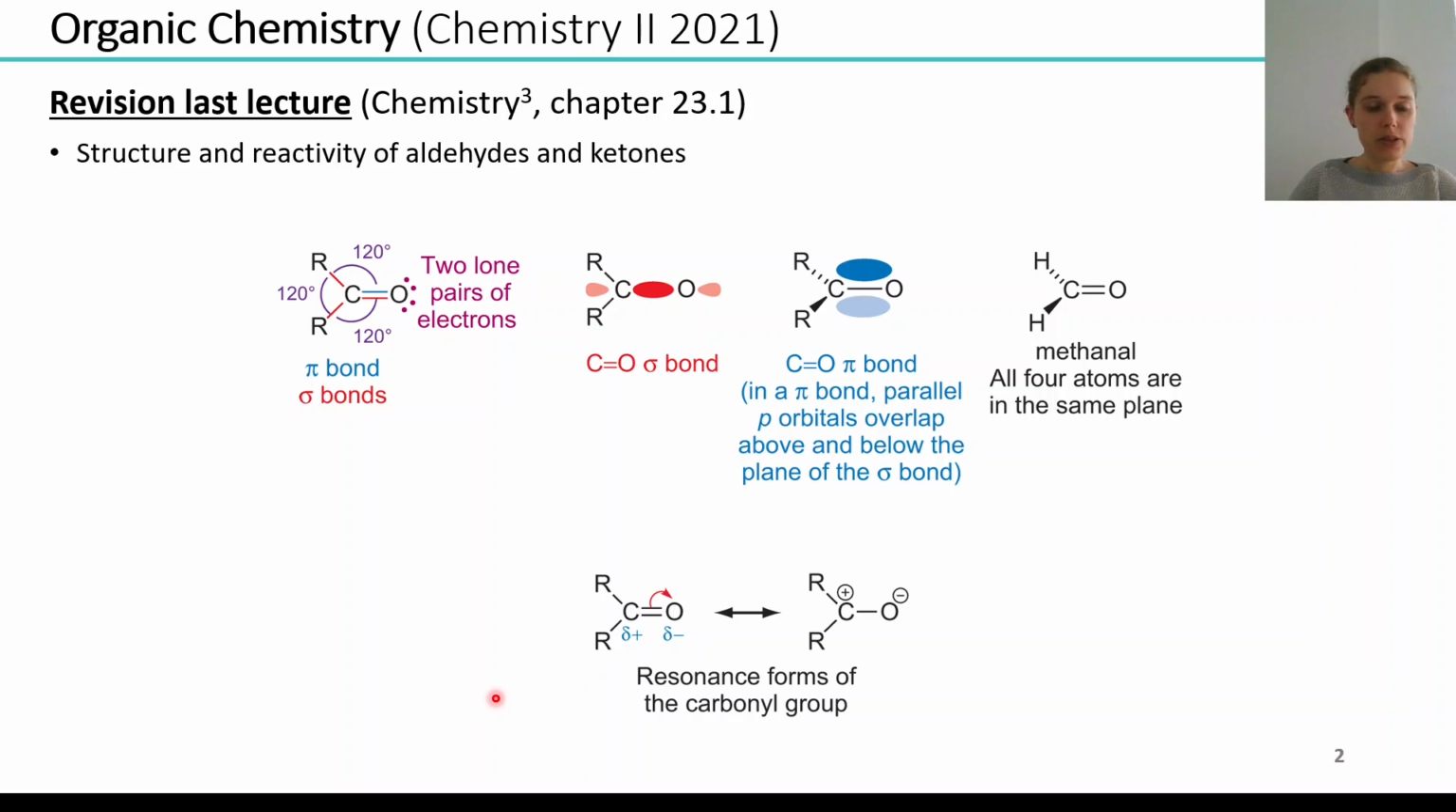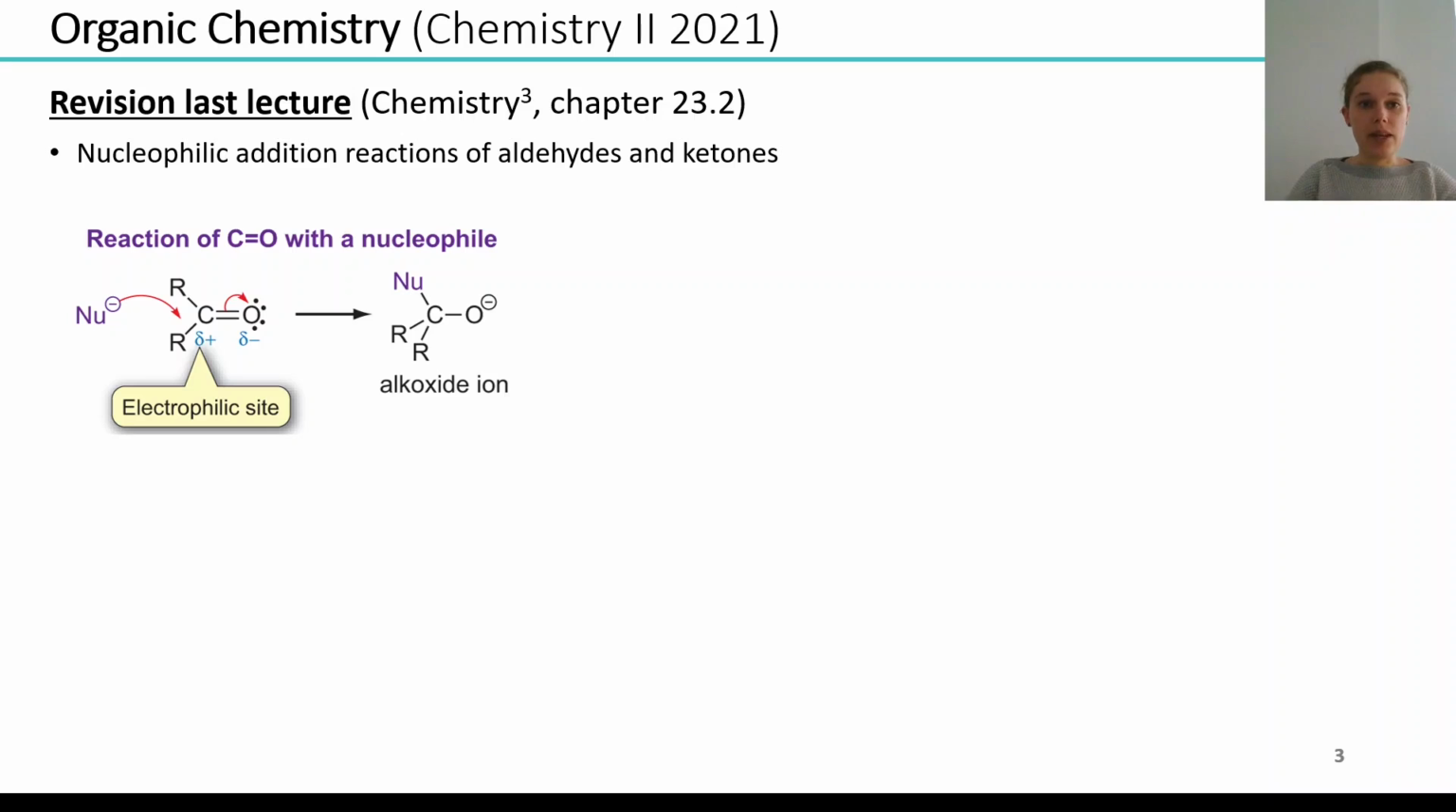And what we also learned is that the carbonyl group has a resonance form, which is indicated here. So we can have a partially positively charged carbon and a partially negatively charged oxygen atom, but we can also draw the resonance form in that way that we have a real positive charge on the carbon and a negative charge on the oxygen atom. And then we saw that aldehydes and ketones react in nucleophilic addition reactions.